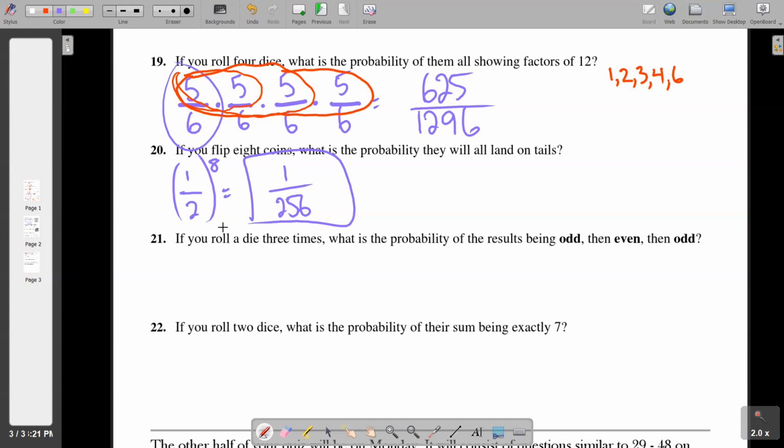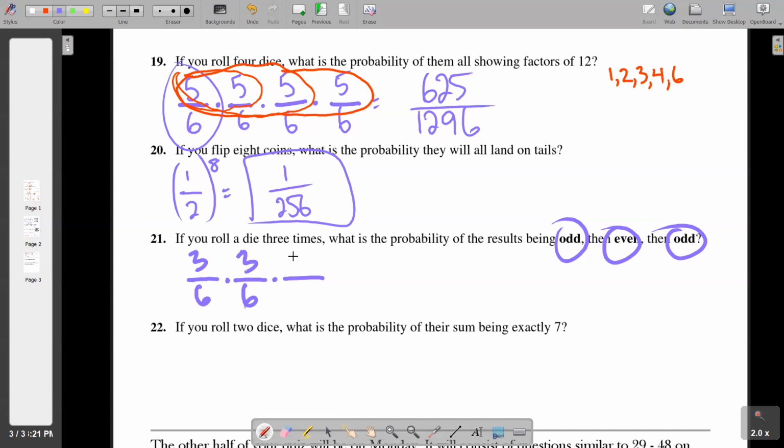Number 21, if you roll a die 3 times, so you know what I'm going to do. If you haven't gotten this memo, I just wonder if you're listening at all. Rolling a die 3 times, fraction times fraction times fraction. There it is. Now, I want to know the following things. What's the probability of my die landing on an odd number? 3 out of 6. Yep, good job. What's the probability of my die landing on an even number? 3 out of 6.